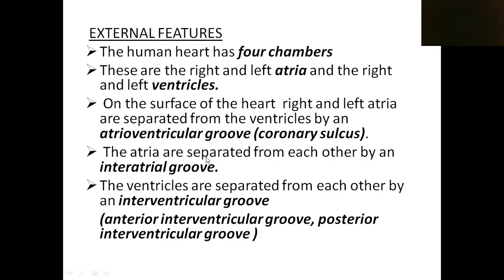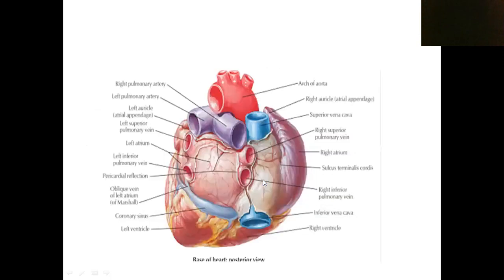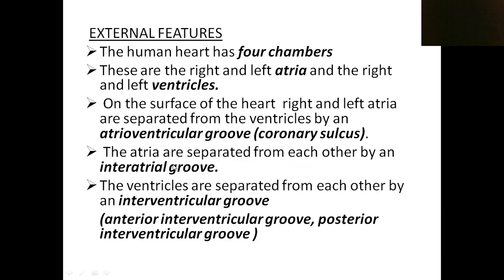Now, the atria are separated from each other by another sulcus. It is known as the interatrial sulcus. See here, I told you, this is the right atrium, and this one is the left atrium. Now here you can see a shallow groove. This shallow depression is known as what? Interatrial sulcus. Sulcus means groove, so interatrial sulcus. So atria are separated from each other by the interatrial sulcus or groove.